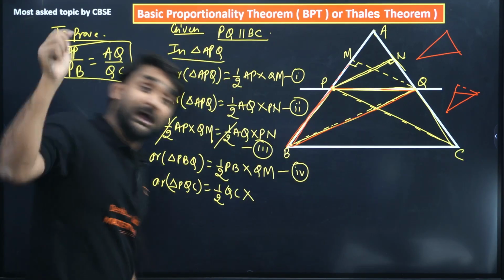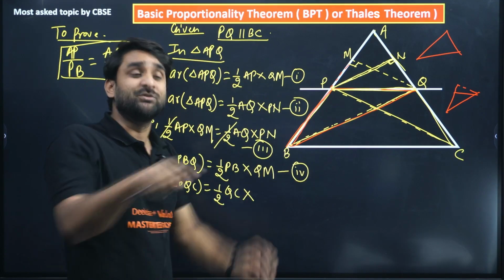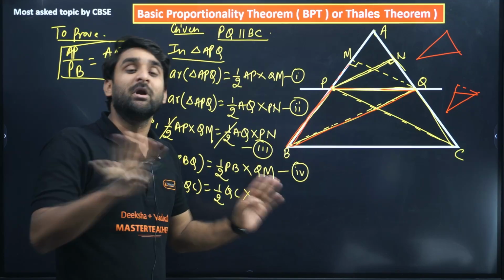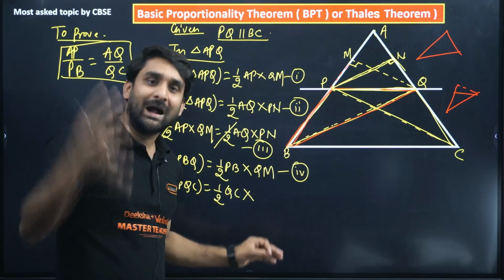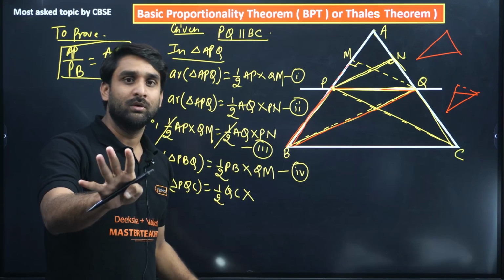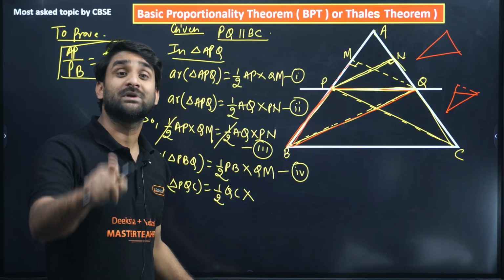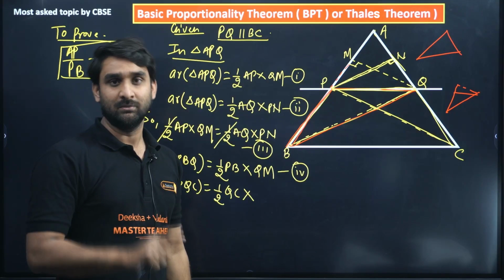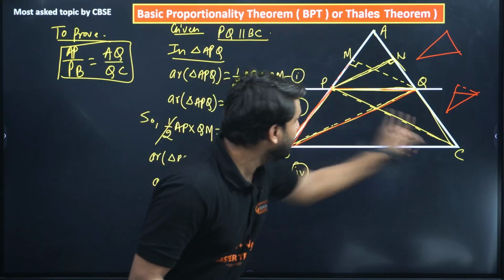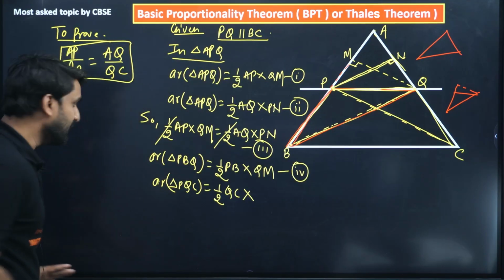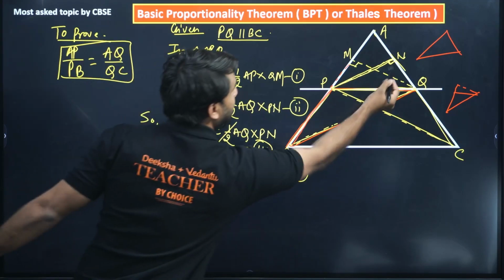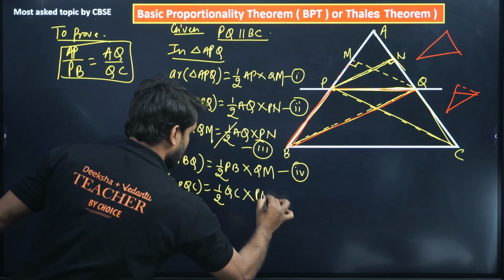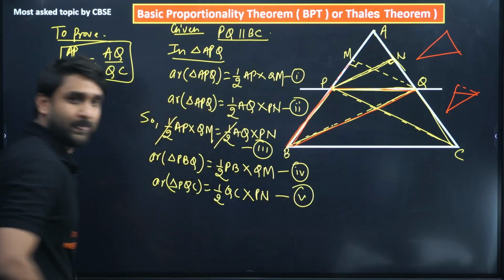I have already told you height can be outside the triangle. Yeah, it depends on the shape of the triangle. It is not mandatory that the altitude, that the height is always lie inside the triangle. No, it depends on the situation. It depends on the geometrical shape of the triangle. Please keep it in mind. So for QC, the height will be PN. Is it clear? So can we write here QC into this height PN here. And this will be your fifth.